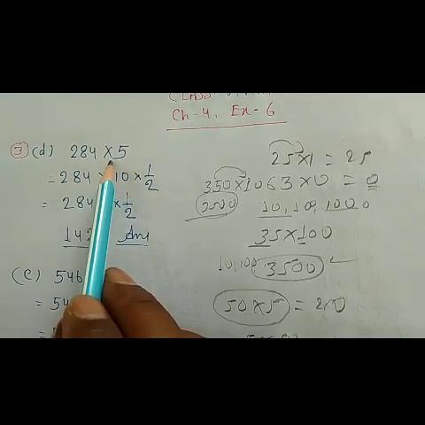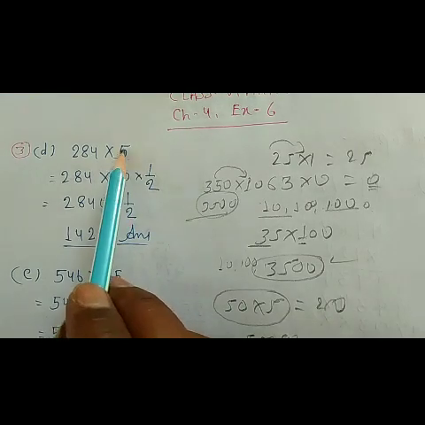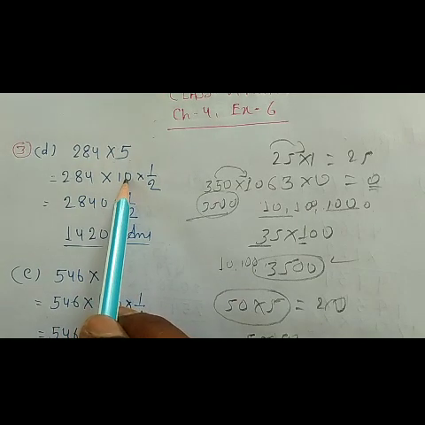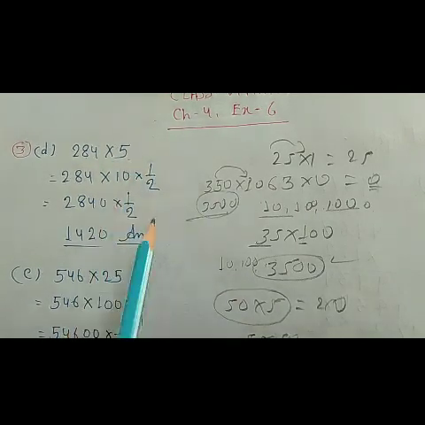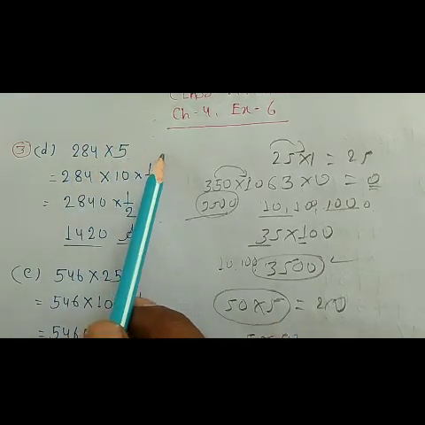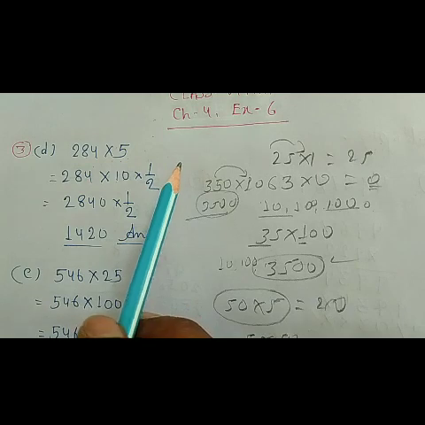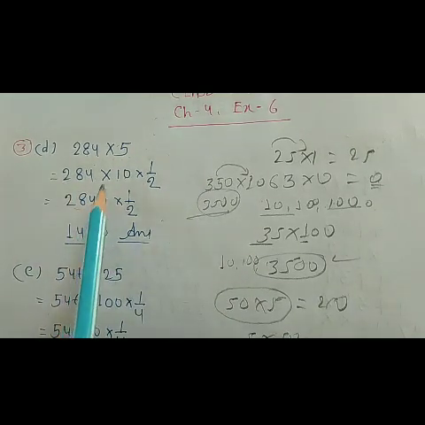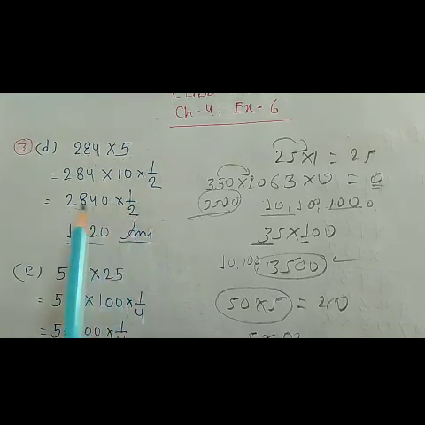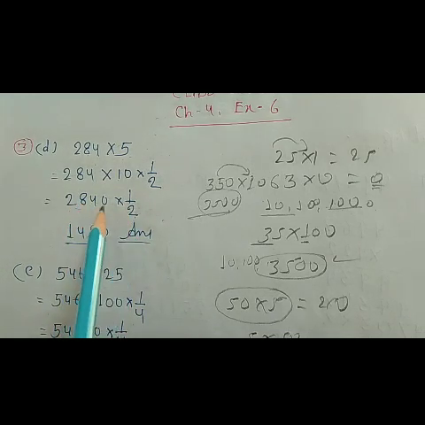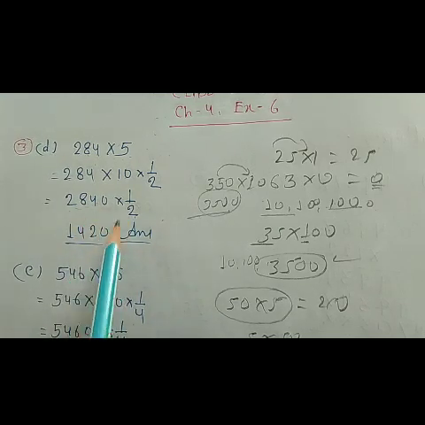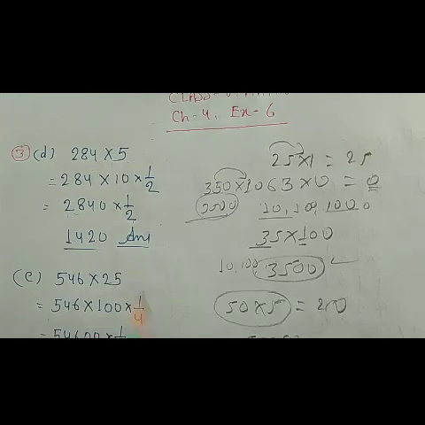This is 284 multiplied with 5. 5 we can write as 10 upon 2, because this number will be multiplied simply by 10 and divided by 2. This is the property. You can also solve it directly. You can do this question directly if the property is not given in the question. 284 into 10 means 2840, into 1 upon 2 means this will be divided by 2. Then 2 ones are 2, 2 fours are 8, 2 twos are 4, and 2 zeros are 0. This is the answer.